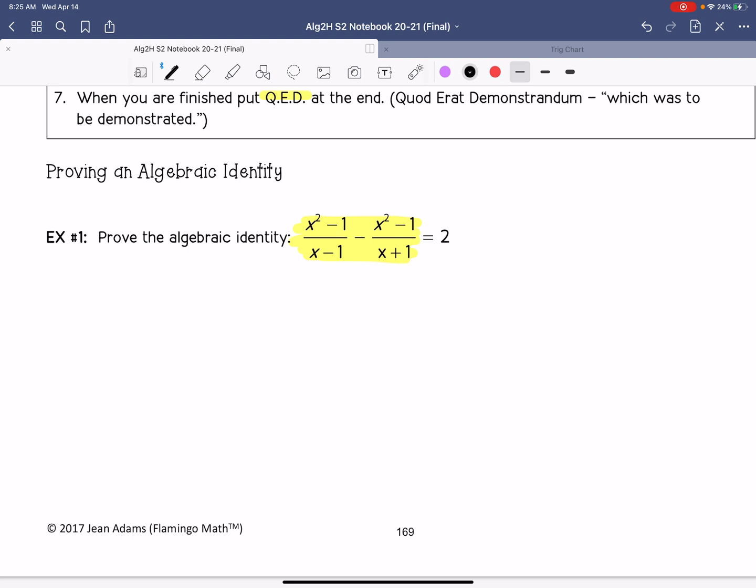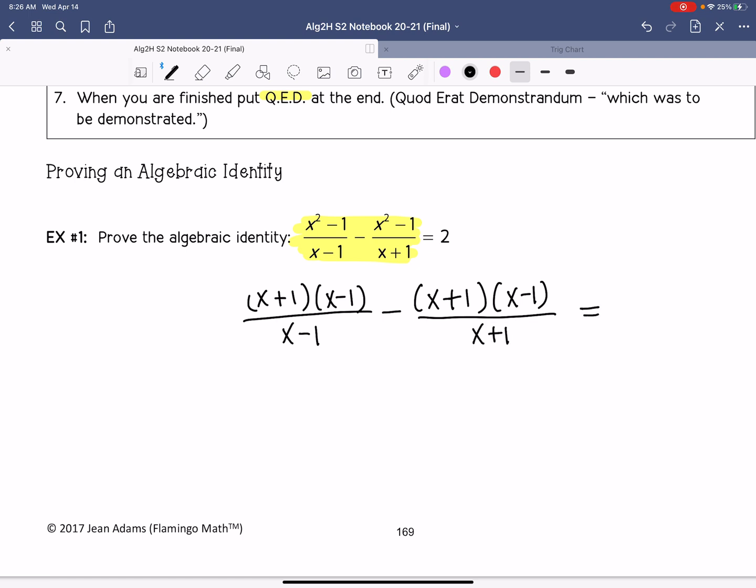Just look at the options that we have here. I'm going to pay attention that both of these numerators are differences of perfect squares, so I'm going to go ahead and factor my numerators. So I'll get (x plus 1)(x minus 1) over (x minus 1), minus, in the same order, (x plus 1)(x minus 1) over (x plus 1), equals. I just put the equals and don't even worry about what it equals to. So you just keep manipulating this side. You cannot do anything to the right side.